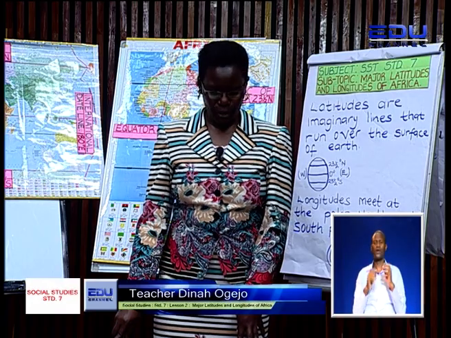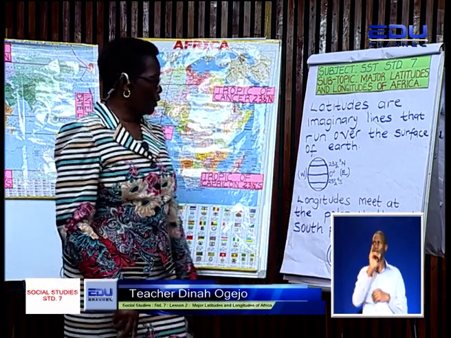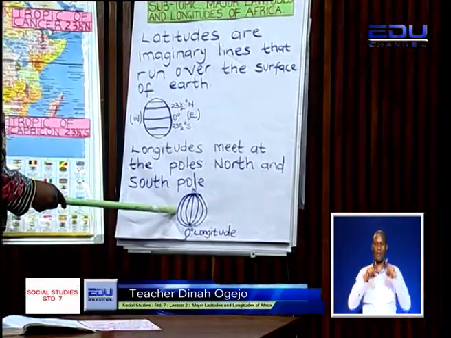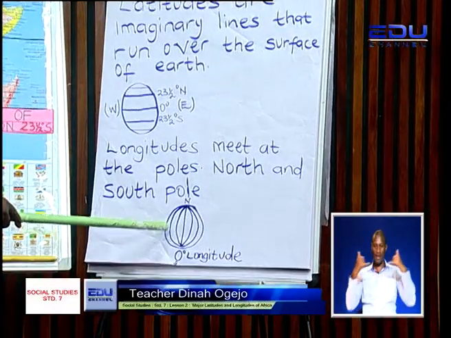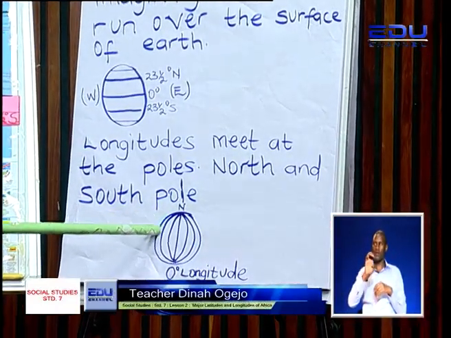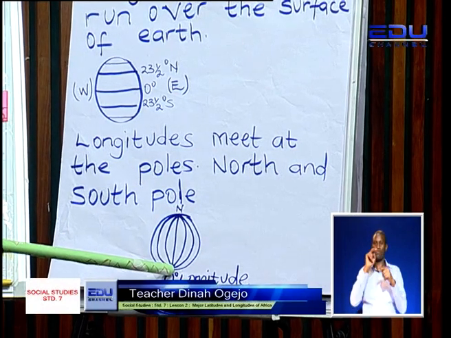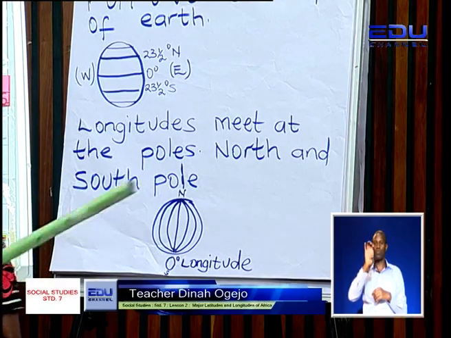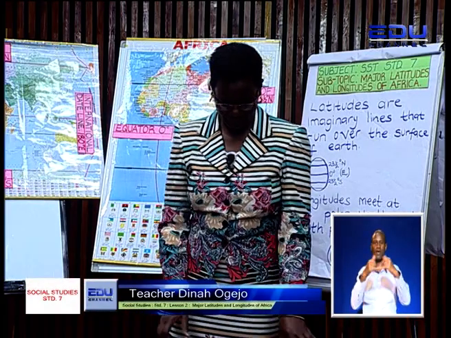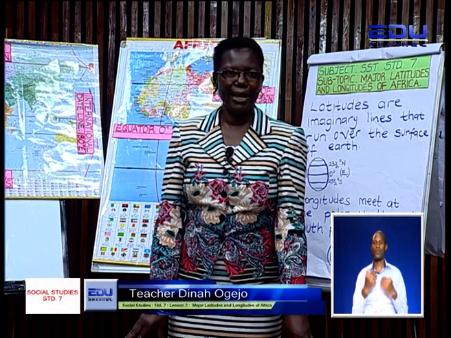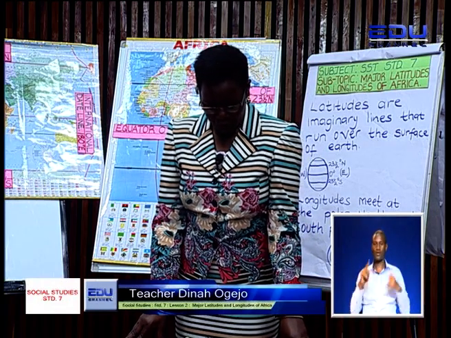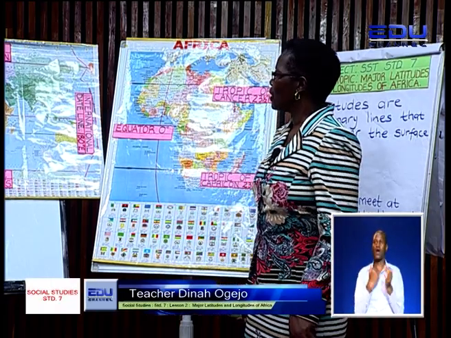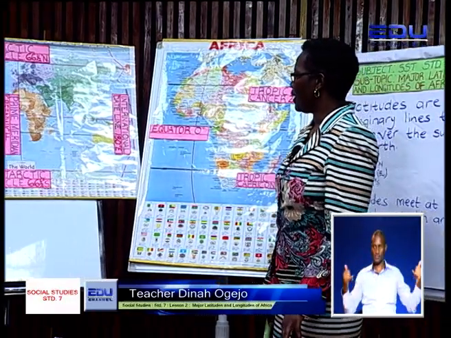What are longitudes? Longitudes are not parallel. Longitudes are lines which meet at the poles. So they run from the North Pole down to the South Pole. So longitudes always meet at the poles. Longitudes are not parallel lines. We have major lines of longitudes in the world. I will show you the major lines of longitudes in the world.